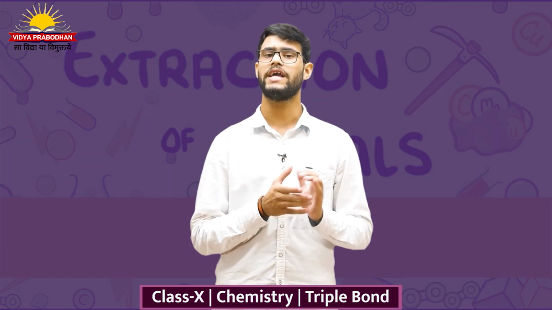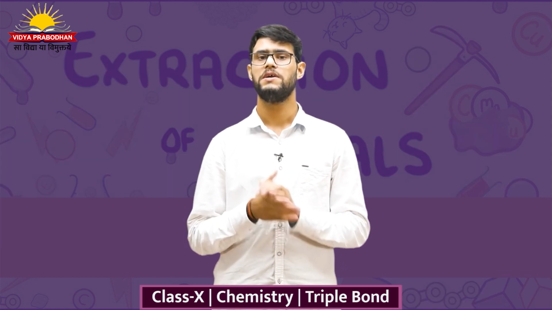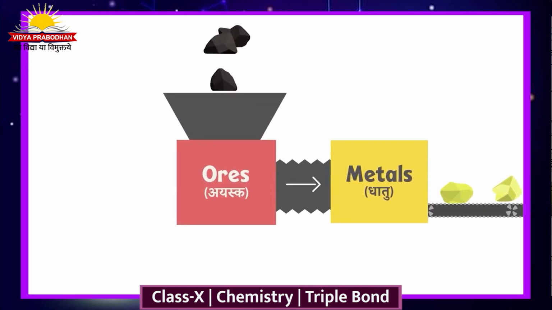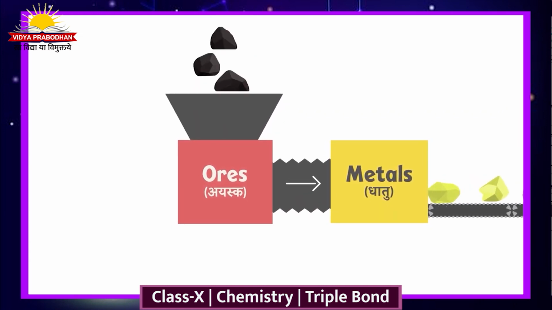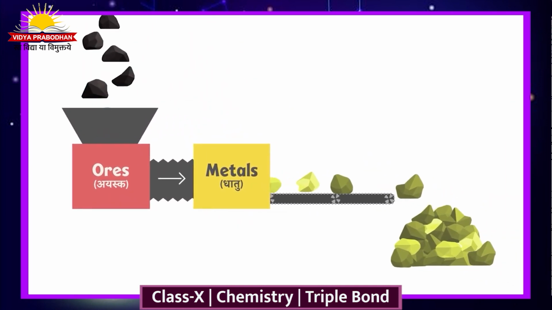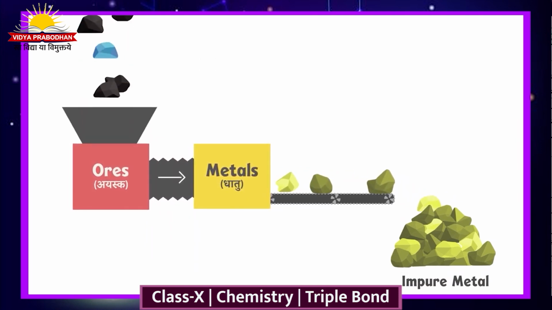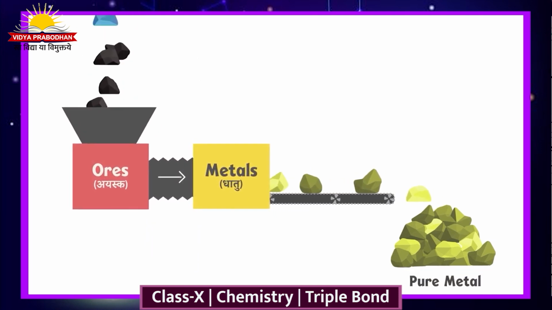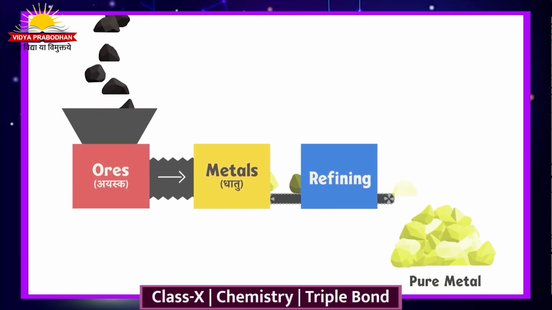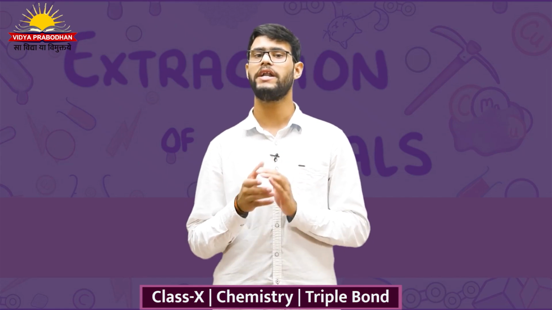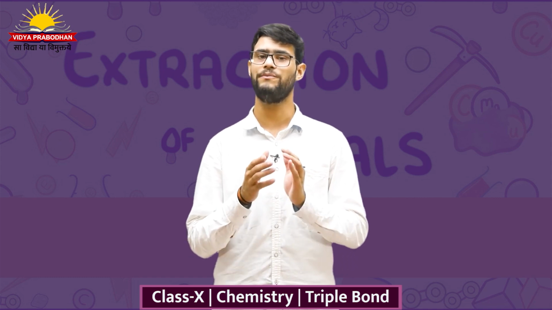Now, after extraction of metals, we will see refining of metals. The metals prepared by the various reduction processes usually contain some impurities, so they are impure. The process of purifying impure metal is called refining of metals. Thus, refining of metals means purification of metals.